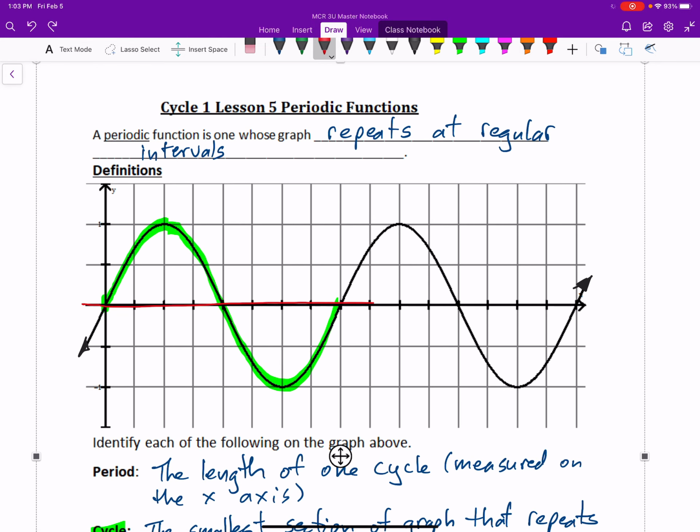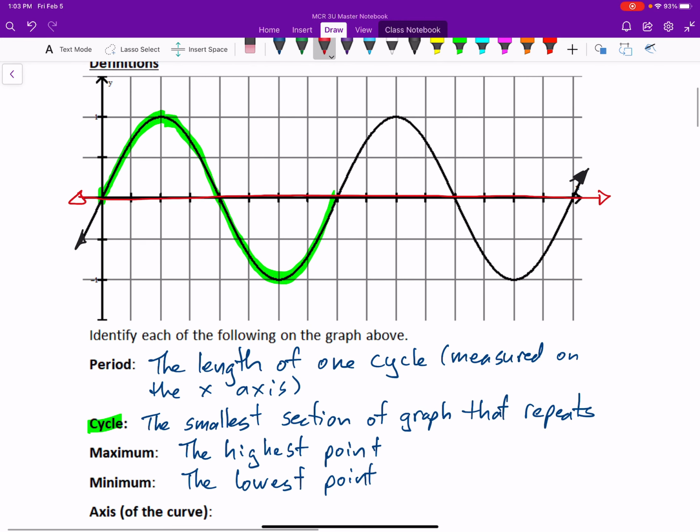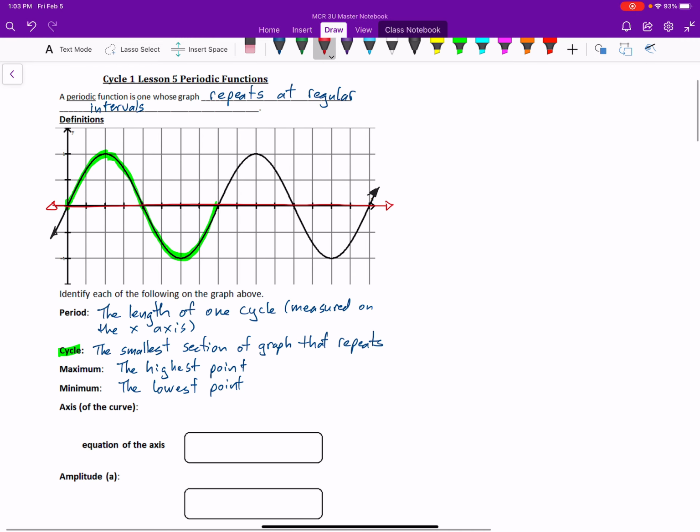Here is my axis of symmetry for this one. In other words, if I were to take the highest point and the lowest point and take the midway between them, that would be my axis of symmetry. Sorry, axis of the curve. It's not actually an axis of symmetry, is it?